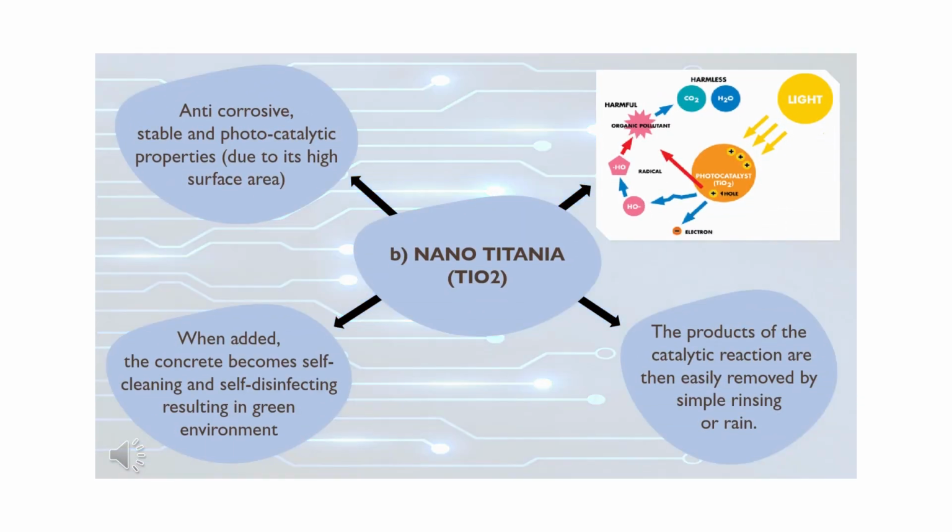The second one is nanotitania. It has anti-corrosive properties and photocatalytic properties. When the titanium dioxide is added to the concrete, it becomes self-cleaning and self-disinfecting, which results in a greener environment.